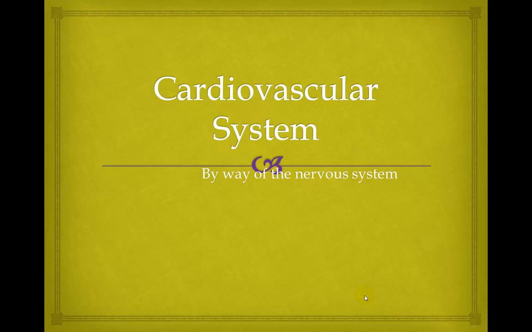We're going to talk about the cardiovascular system, and we're going to start by way of the nervous system. This first part is not really going to recap the autonomic nervous system. We go a little deeper into it than we went before. We're primarily going to focus on the sympathetic nervous system, or the adrenergic receptors.